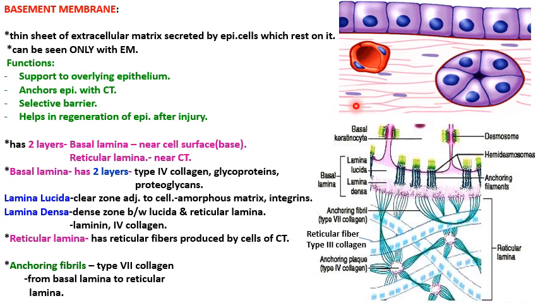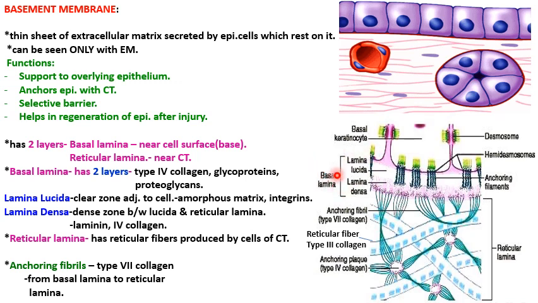Mainly the basement membrane is made up of collagen fibers, various types of collagen fibers, of which types 4, 7 and 3 are of most importance. The basal lamina is composed of type 4 collagen fibers. It has glycoproteins and also the proteoglycans.